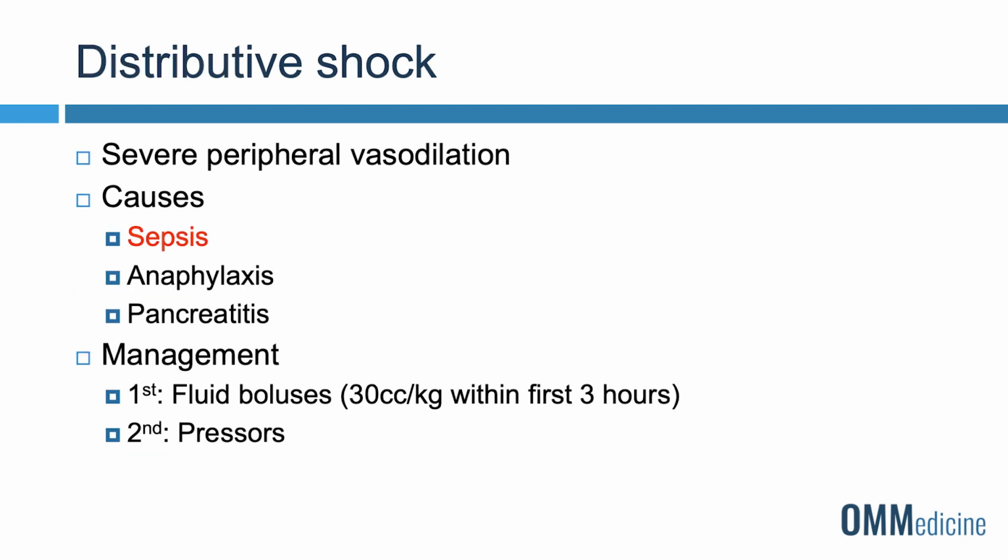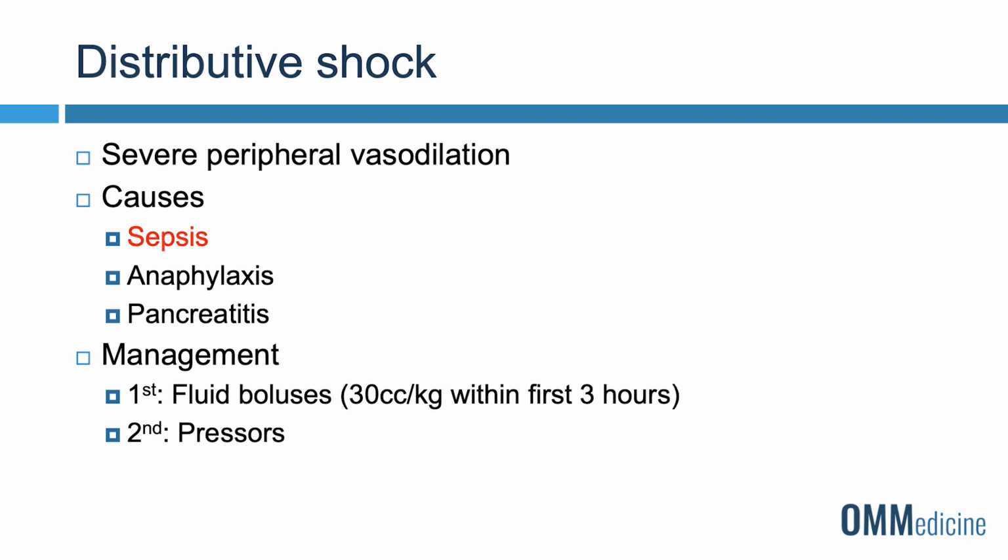The next type of shock that we'll talk about is distributive shock, and this is caused by severe peripheral vasodilation due to some underlying trigger. So one of the most common causes of distributive shock is going to be sepsis, and in this case an infection causes diffuse peripheral vasodilation leading to shock. And two other very common causes of distributive shock are going to be anaphylaxis and pancreatitis.